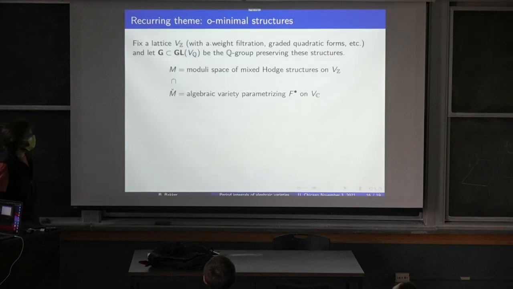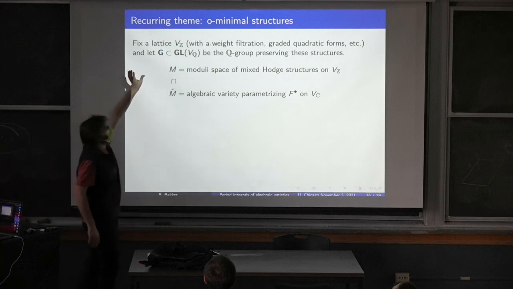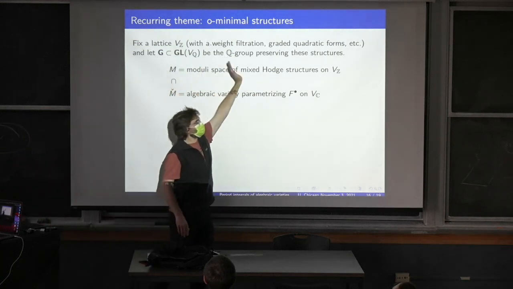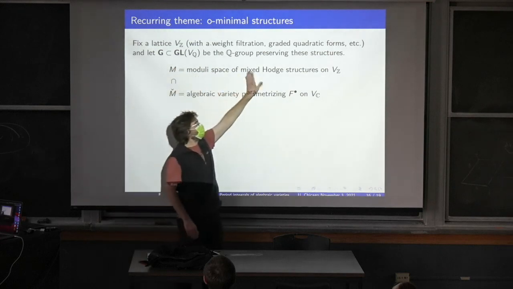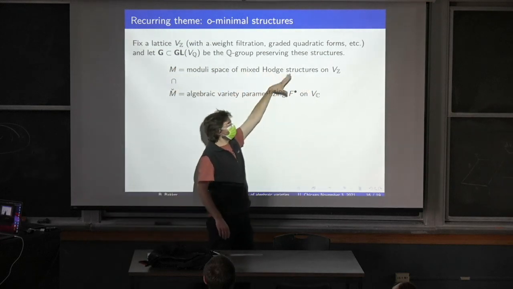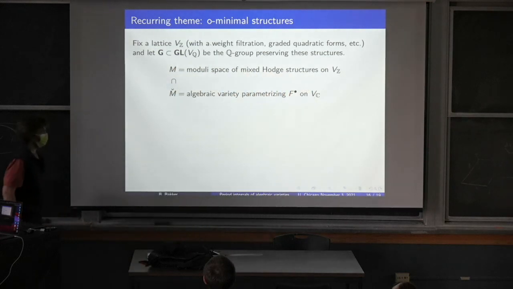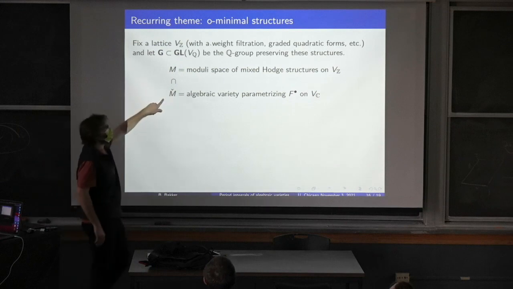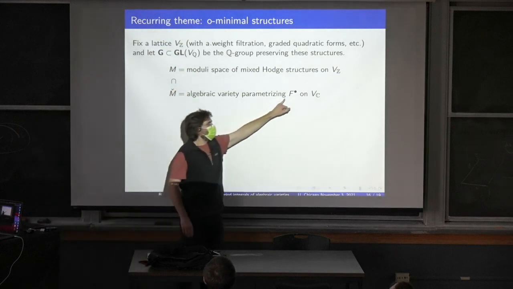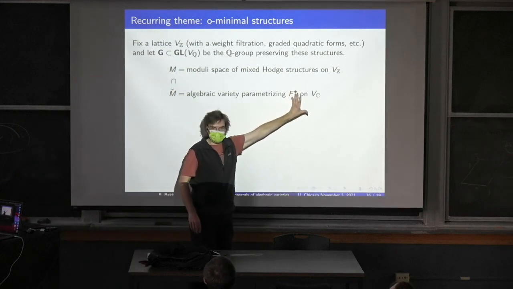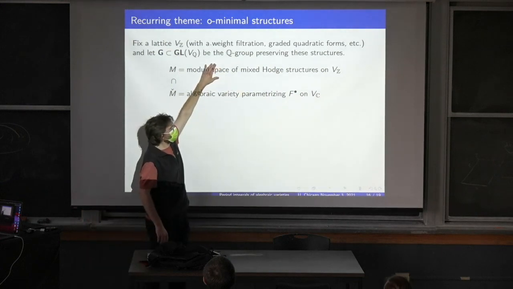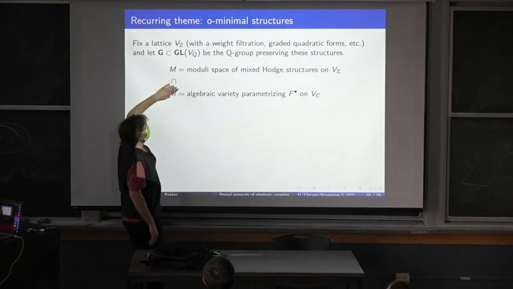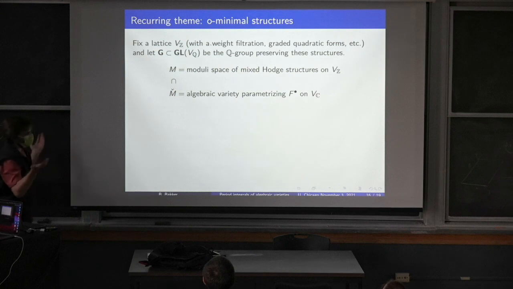So once again, we have this picture where we fix a lattice, maybe with some auxiliary data, and we consider M to be the moduli space of pure Hodge structures on B. And this sits inside an algebraic variety, which is parameterizing Hodge filtrations. Certain Hodge filtrations come from actual Hodge structures. So this is a semi-algebraic subset here, but it's not everything.